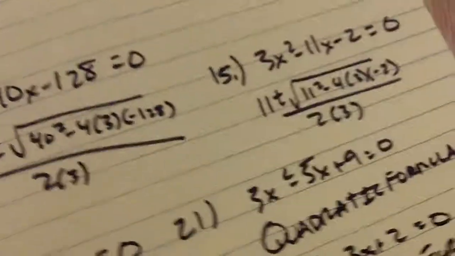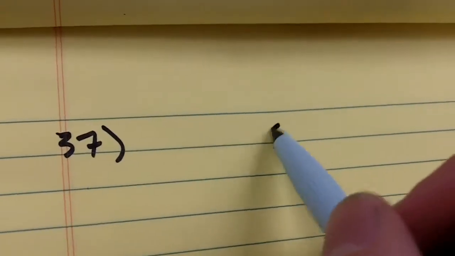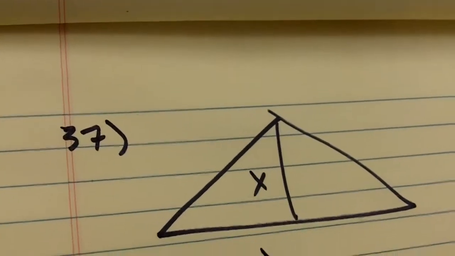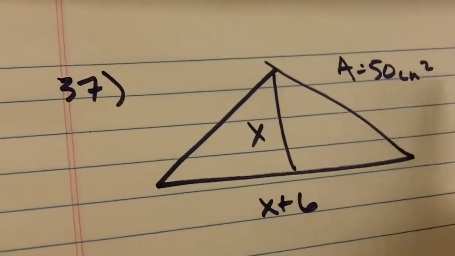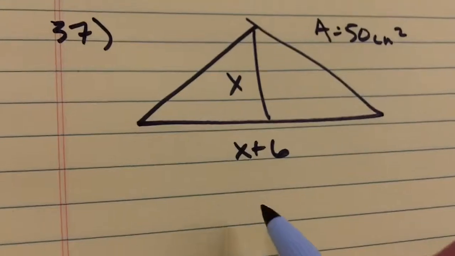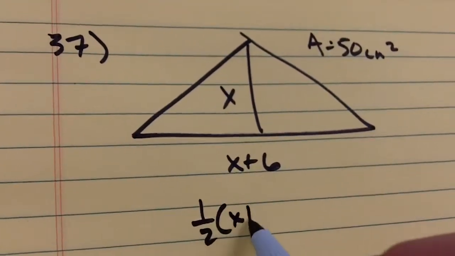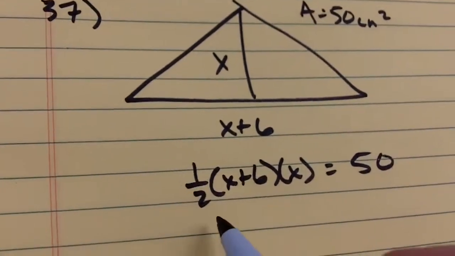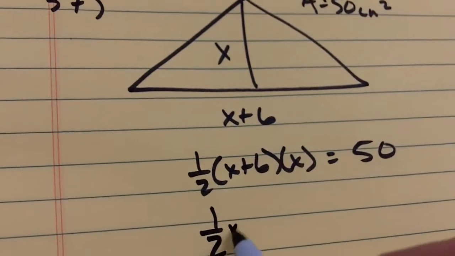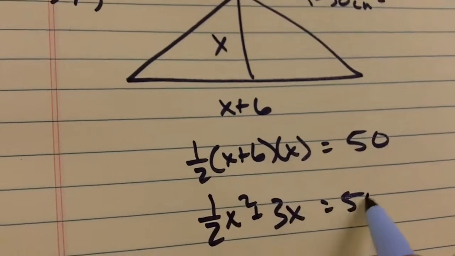Let's skip. Let's go look at, maybe we can get you set up on 37 real quick and then let you get going. 37 says you have a triangle like this. The height is x, the base is x plus 6, and the area is 50 centimeters squared. It says find both of these. Well, how do you find both of these? 1/2 base times the height equals the area.